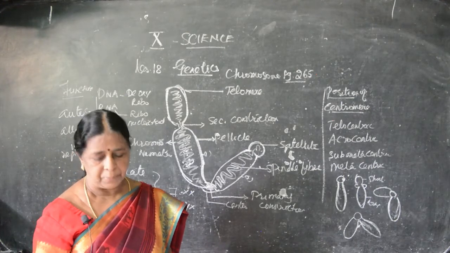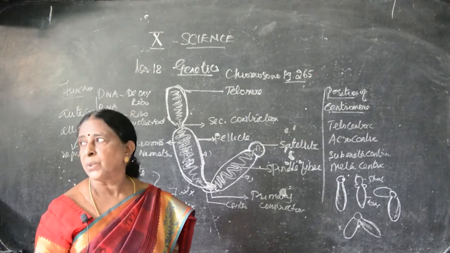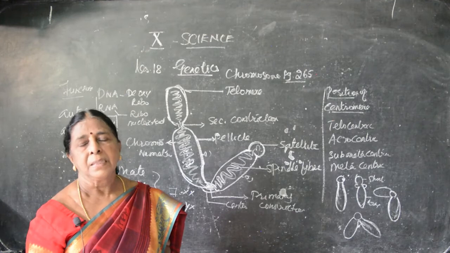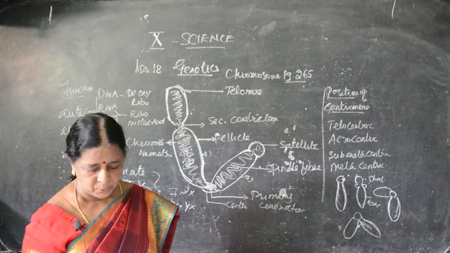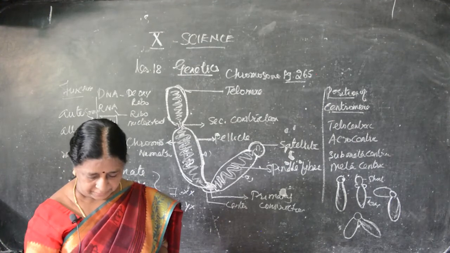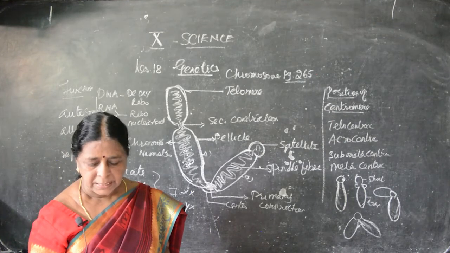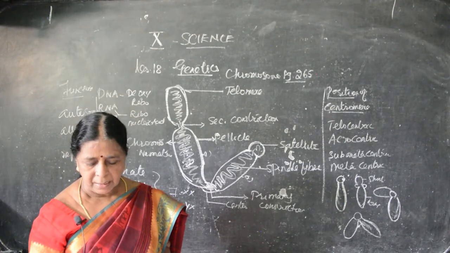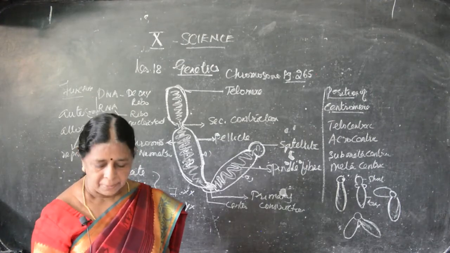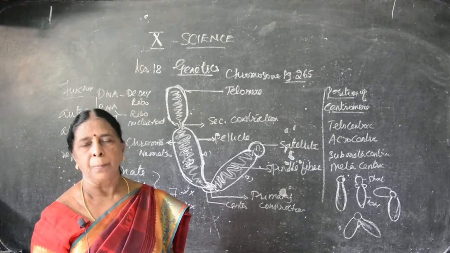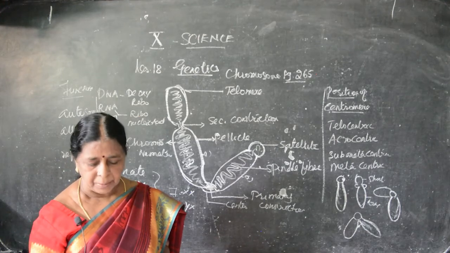Karyotype. Karyotype is the division of nucleus. Every cell contains nucleus. Nucleus is the hereditary character. The DNA, RNA, everything is present in the nucleus. So, division of nucleus is known as karyotype. Karyotype, in the 3rd paragraph, see page number 266. Karyotype is the number, size and shape of the chromosomes in the cell nucleus of an organism. Okay. What is karyotype? It says the number, size and shape of the chromosomes. In a cell, the number, size and shape of the chromosomes can be determined by karyotype.